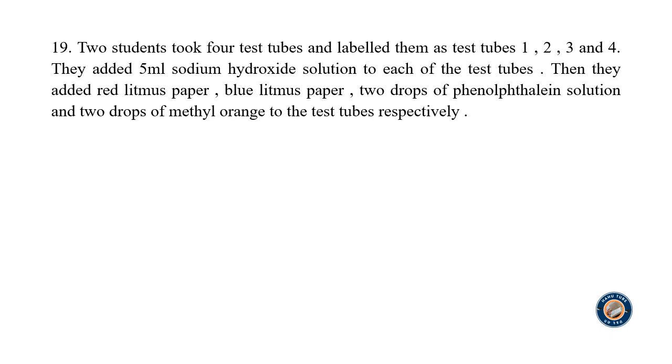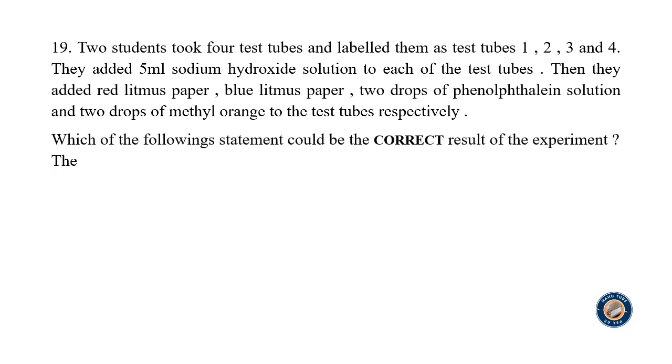Question number 19. Two students took 4 test tubes and labeled them as test tube 1, 2, 3 and 4. They added 5 milliliters of sodium hydroxide solution to each of the test tubes. Then they added red litmus paper, blue litmus paper, 2 drops of phenolphthalein solution and 2 drops of methyl orange to the test tubes respectively. Which of the following statements could be the correct result of the experiment?